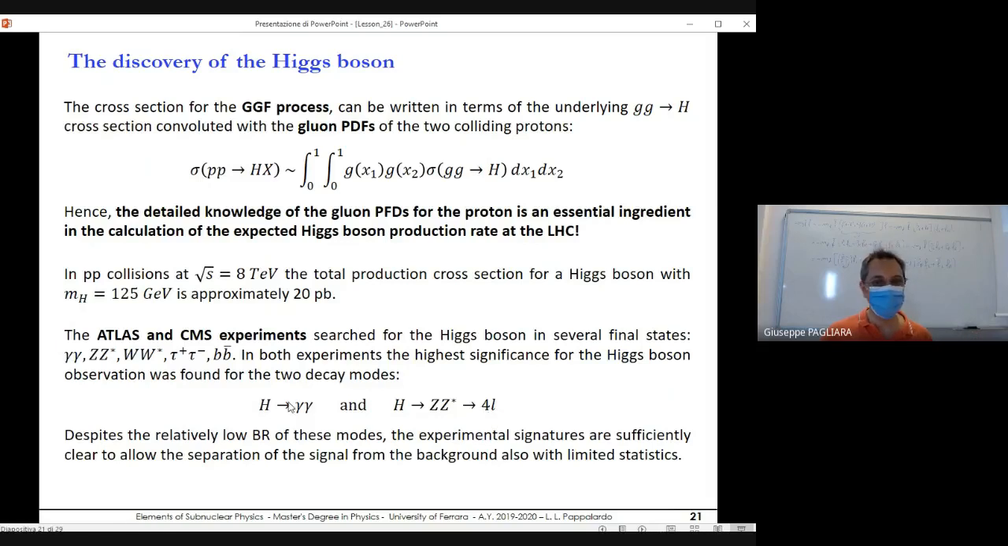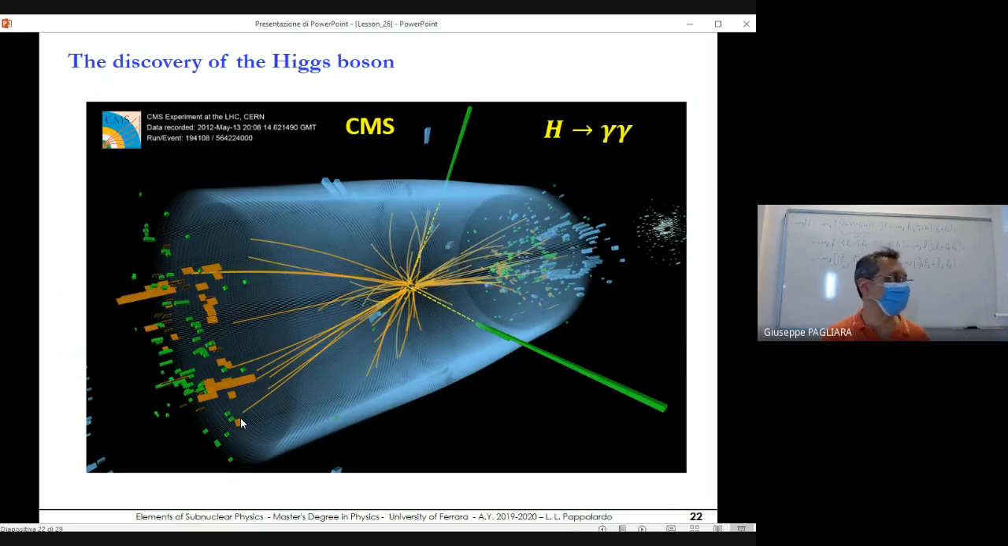4 muons. Why those two? Clearly, they do not correspond to the highest branching ratio. The highest branching ratio is for the b b-bar, if you remember, 60, 70%. But these are the cleanest. You want to find a very small signal in a huge background. And so, in the end, the choice was to look for the less probable decays with a small branching ratio, but for the cleanest events. And this indeed brought to the discovery of the Higgs.